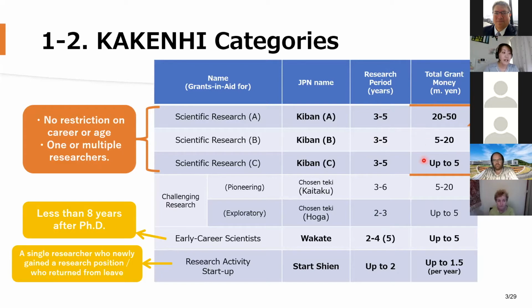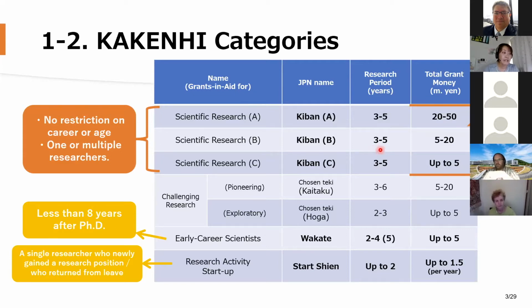If you are an individual researcher, Kakenhi C is probably the best choice. Grant money is up to 5 million yen. If you conduct a research project with probably 4 to 6 researchers, then you might need some more money. In that case, you can apply for Kakenhi B with grant money from 5 to 20 million yen.